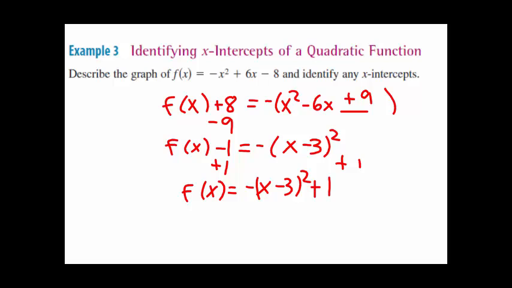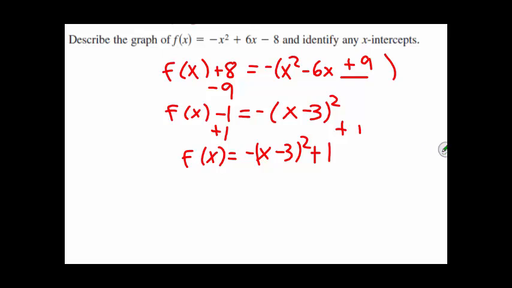Now we can see the vertex of this, but that's not what we were trying to find. So what do you think we should be doing now? I'm sure somebody out there said it. If we're trying to find the x-intercepts, we know our y value is 0. So I'm going to replace my f(x), because remember that's like y, with a 0, and I'm going to solve this. So I have 0 equals -(x minus 3) squared plus 1. I'm going to subtract 1 from both sides.